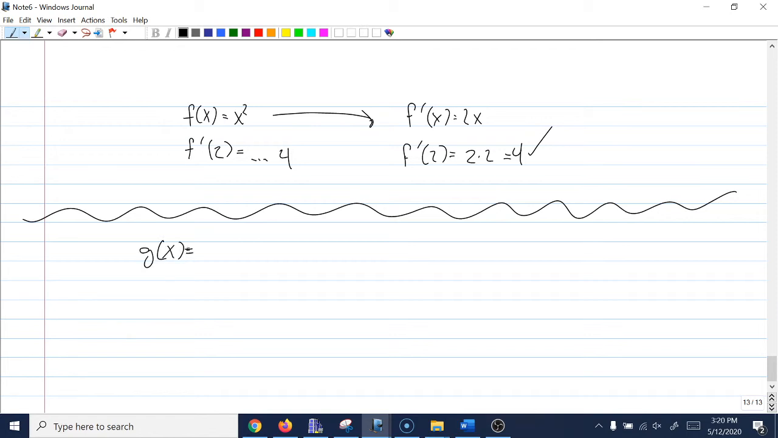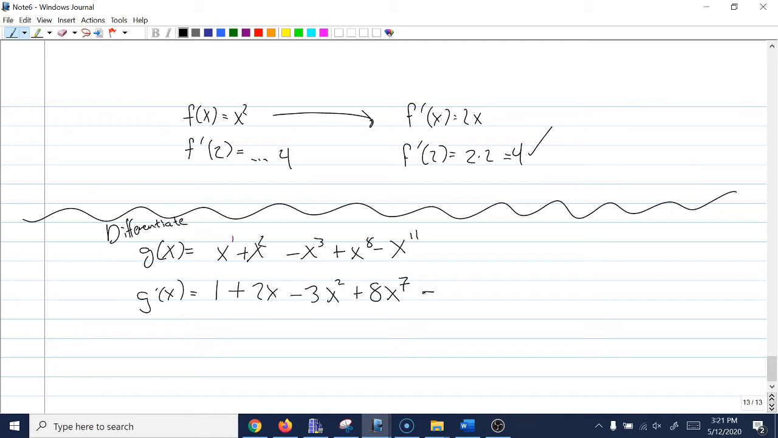If I write down the function g of x equals x plus x squared minus x cubed plus x to the 8 minus x to the 11, and I say differentiate. Differentiate is a word that means find the derivative, or take the derivative. What's the derivative of this? It might help me to write this as x to the 1. The derivative of that is 1. 2x minus 3x squared plus 8x to the 7 minus 11x to the 10. Cool.